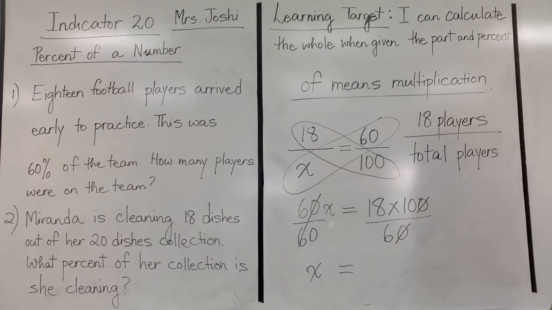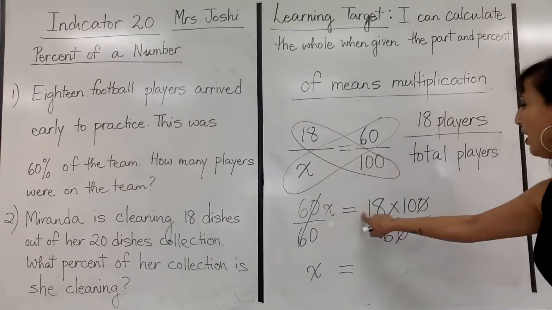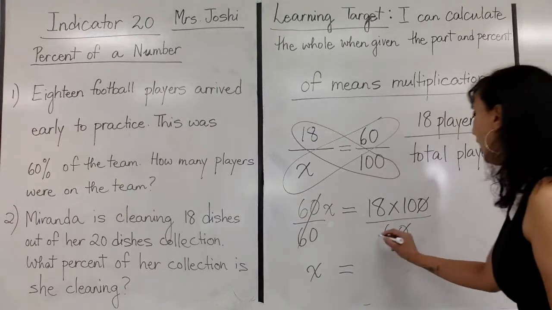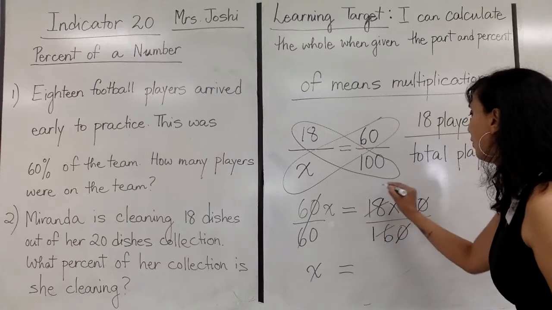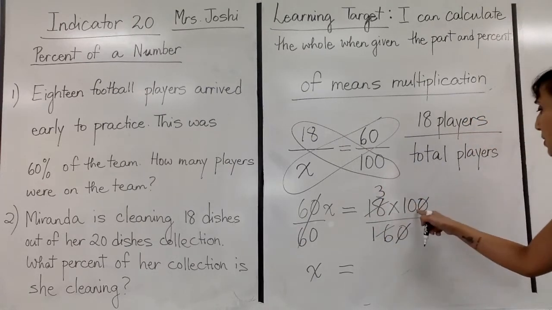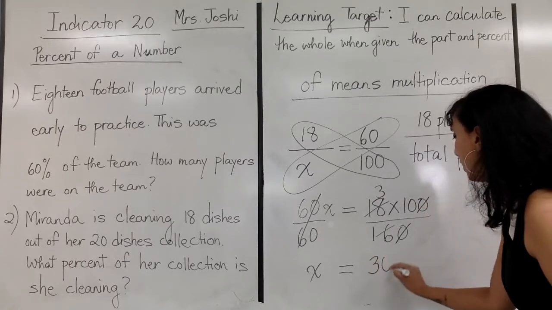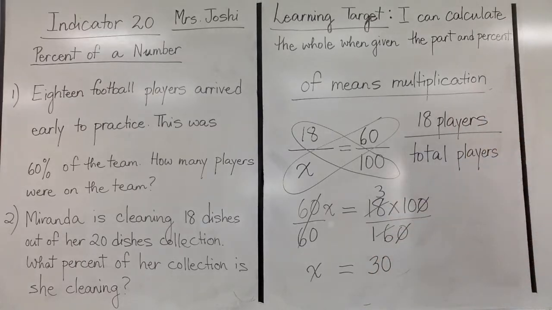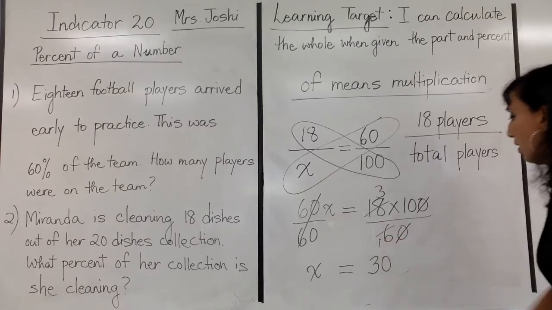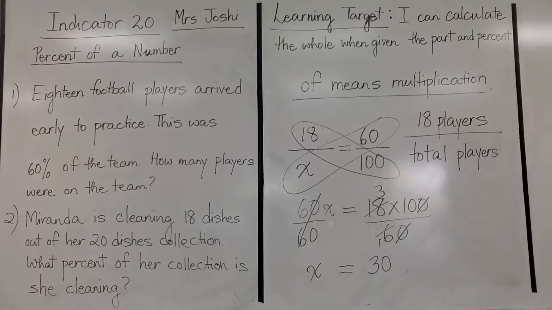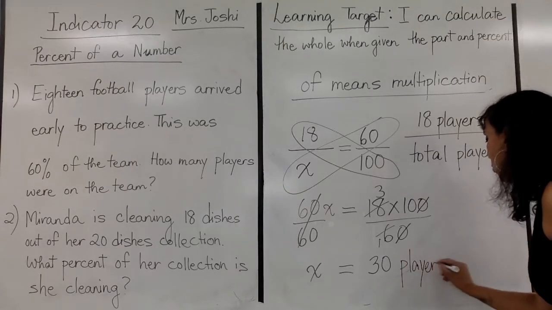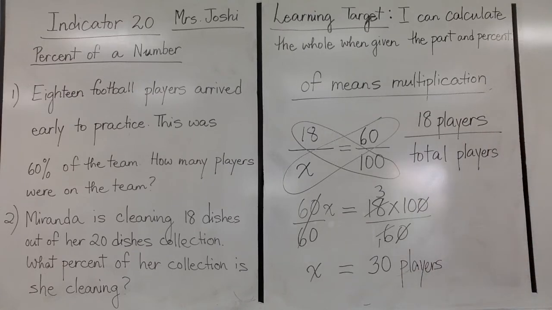Okay, then I can look at this and I still have 18, which is divisible by 6. So I have 6 times 1, and 3 times 6 is 18. Now I'm left with 3 times 10, which is 30 over 1. So this is the simplified form. So x is equal to the total players, which would be 30 players. So this is one way to solve it.